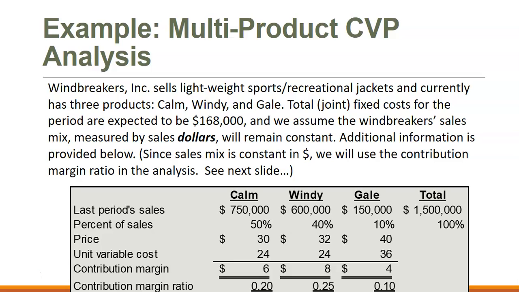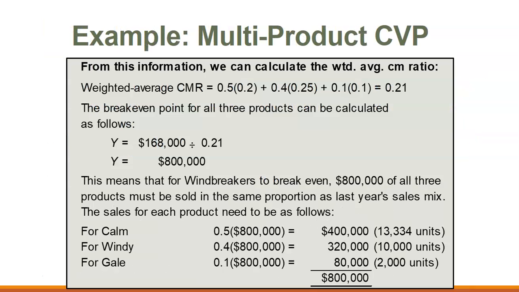Then we also have the contribution margin ratio per product. So we have a 20% contribution margin ratio for Calm, 25% for Windy, and 10% for Gale. We take that percent of sales and its contribution margin ratio to come up with a weighted contribution margin. So we can see where we take the 50% times 0.2, or 20% contribution margin, plus the 40% sales percentage times 25% contribution margin, etc. And we come up with a 20% weighted average contribution margin. Therefore, our break-even point is $800,000 in sales.